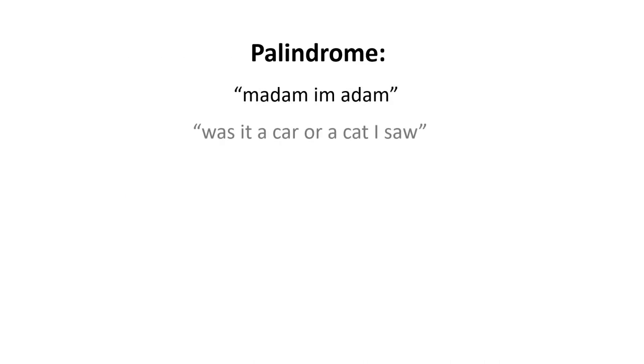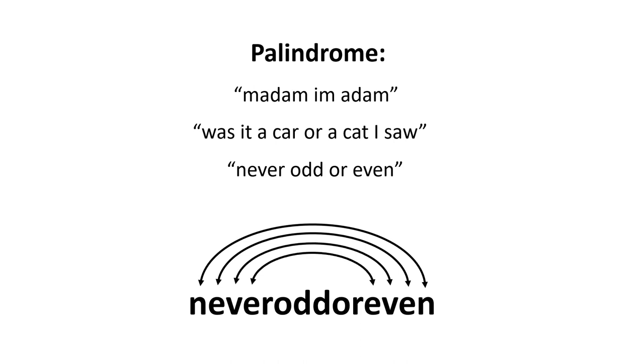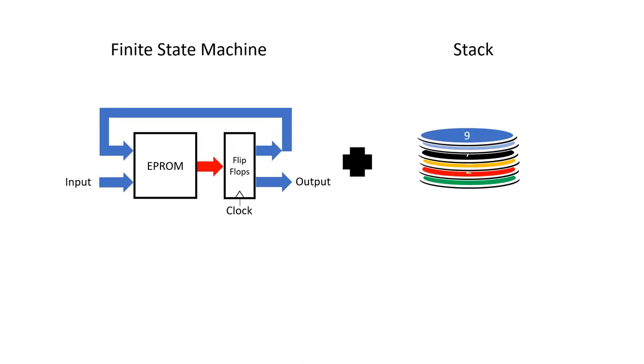Well, let's consider a palindrome. So a palindrome is a word or a sentence which is spelt the same way whether you're going backwards or forwards. So the saying, never odd or even, is a palindrome because each letter has a matching letter the same distance in from the other direction. The third letter in from the left is a V, and the third letter in from the right is a V. Can a finite state automata with a stack determine whether a word's a palindrome or not?